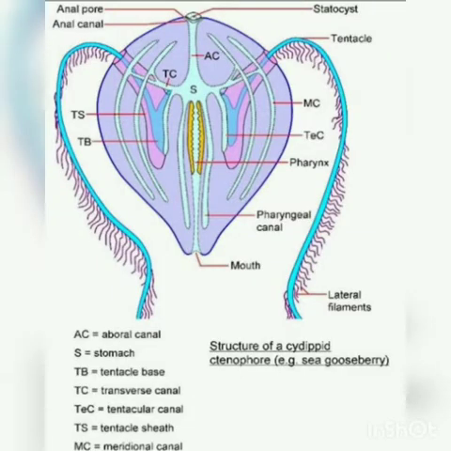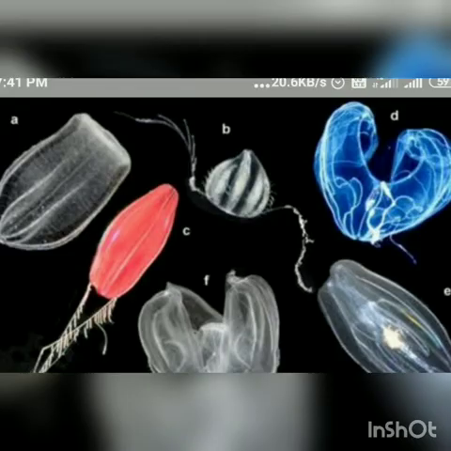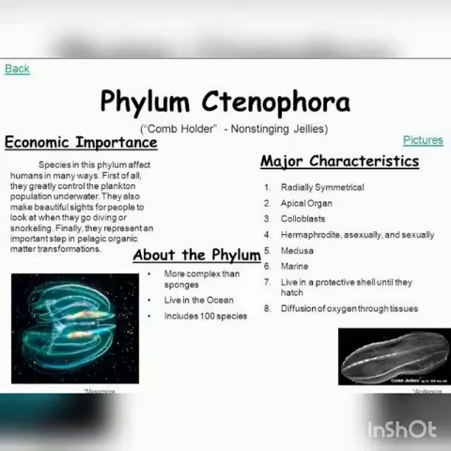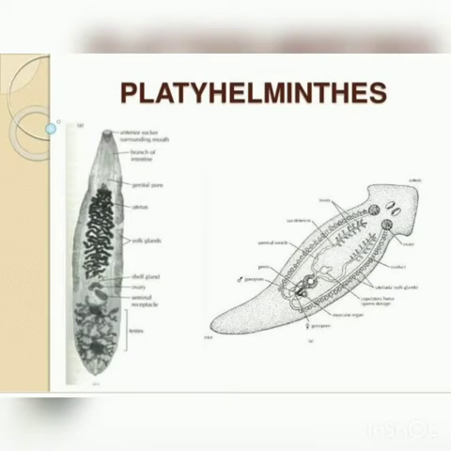And third one, they lack nematocysts. They have no nematocysts, but there is another type of cells. That cell is called lasso cells or colloblast. No nematocyst, but what is there instead? Lasso cells or colloblast, which is helpful in food capturing. And next, they reproduce by sexual means. Larva is cydippid larva. Cydippid larva. Okay? That's Ctenophora. Next one, Platyhelminthes.